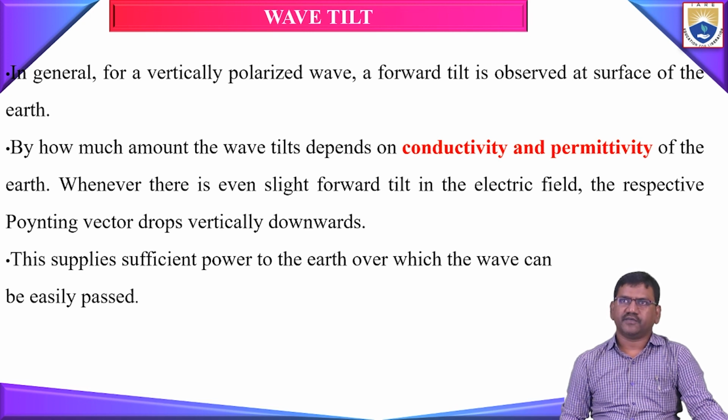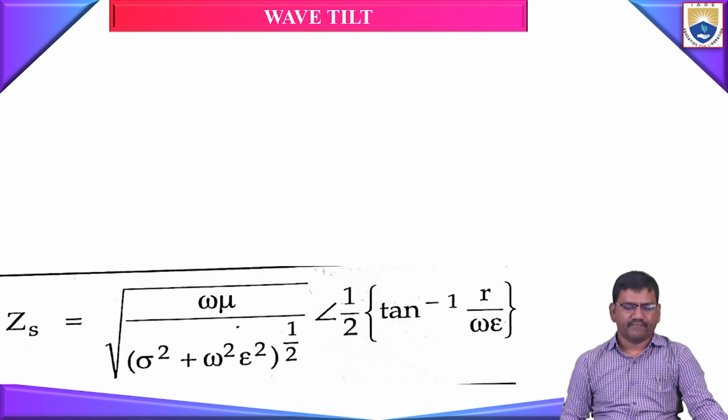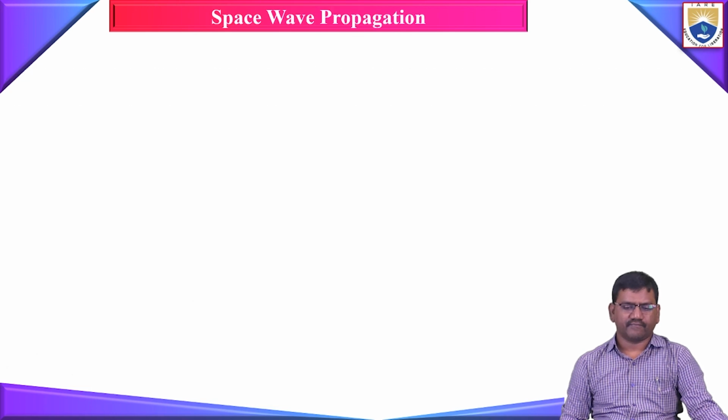Wave tilt also depends upon the conductivity and the permittivity of the earth. This supplies sufficient power to the earth over which the wave can be easily passed. For a vertically polarized wave, forward tilt is observed at the surface of the earth. By how much the wave tilts depends upon the conductivity and the permittivity of the earth. This is the formula to find the wave tilt: Z is equal to the square root of omega mu by sigma square plus omega square epsilon square, under root, angle half into tan inverse of sigma by omega epsilon.